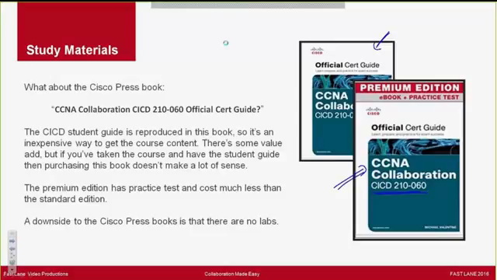getting the material. Okay, an interesting thing when I went and looked at the prices here, the premium edition that includes the ebook and practice test costs much less than the actual standard edition. So I think this was something like $79, and this was something like $39. So, if you're going to buy one of these, this one is cheapest. A downside to the Cisco Press books is that there are no labs, so that's a bit of an issue.